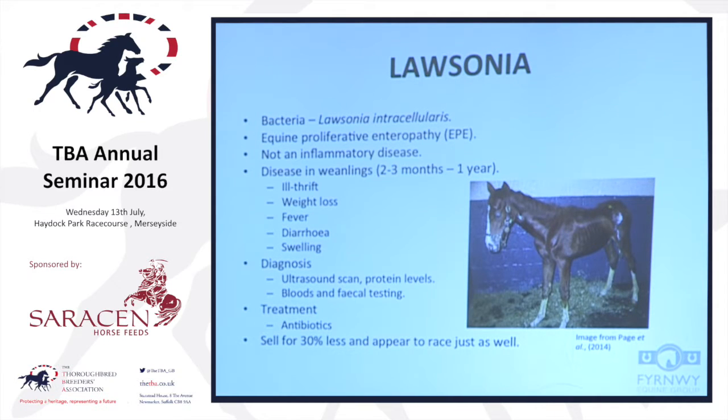So you get ill thrift, weight loss, fever, diarrhea, usually at least 2 or 3 months old. The diagnosis, I'm not going to go into much, and the treatment by antibiotics, I'm not either, because I want to just talk a little bit about how we can try and control it in other ways. Importantly, they seem to sell for about 30% less at the sales, although they do race just as well, it would seem.